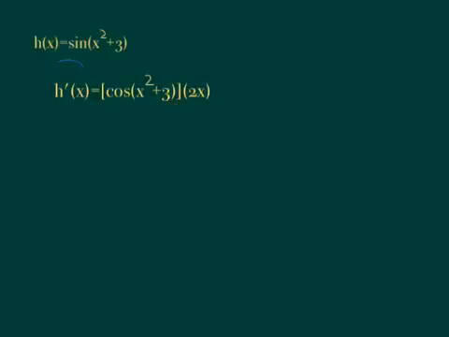This should look somewhat familiar. We know that the derivative of sine is cosine, and the derivative of x squared plus 3 is 2x. So you might be able to work out this rule for yourself. It's the derivative of the external one, or the main one, multiplied by the derivative of the internal one. Let's write out that rule.